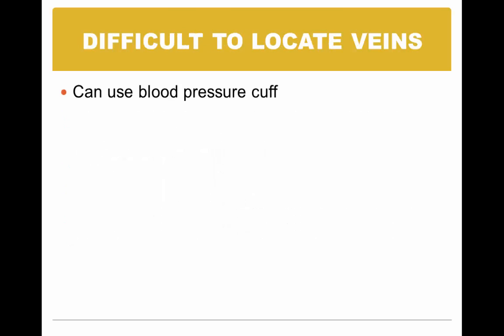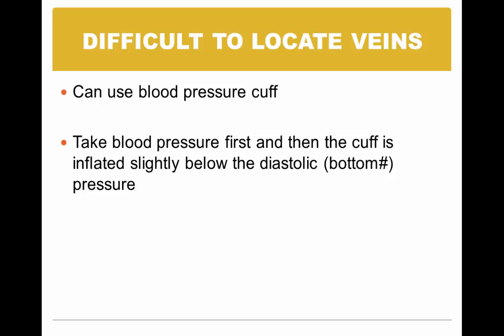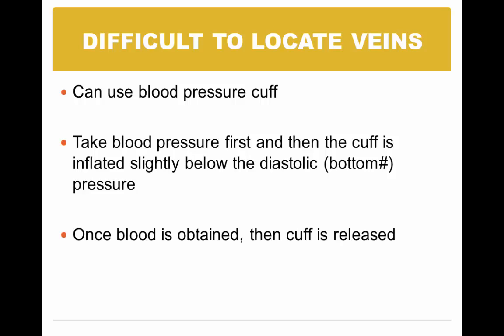So if it's difficult to locate someone's veins, you can use a blood pressure cuff. You can take the blood pressure first, and then the cuff is inflated slightly below the diastolic or the bottom number pressure. Once the blood is obtained, the cuff is released. I personally have never been in that kind of situation. So just keep that in mind. You can use a blood pressure cuff.